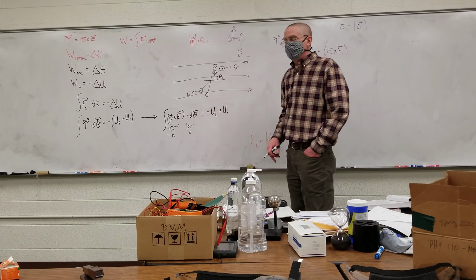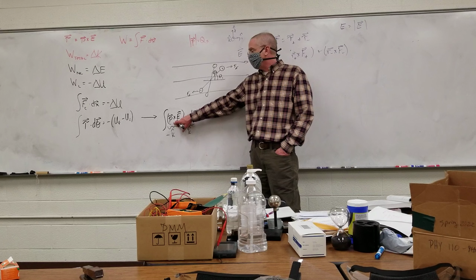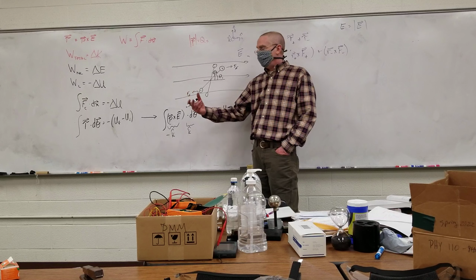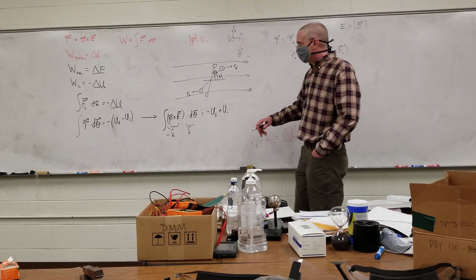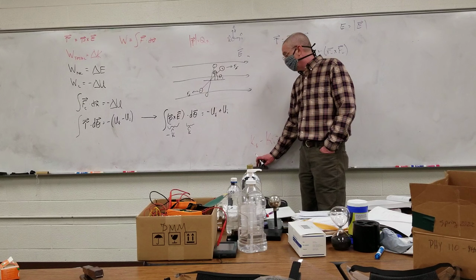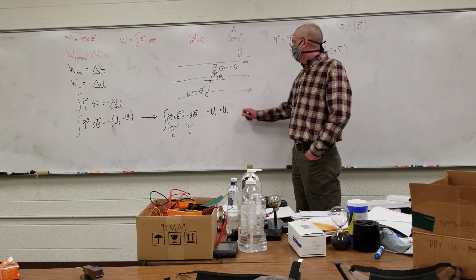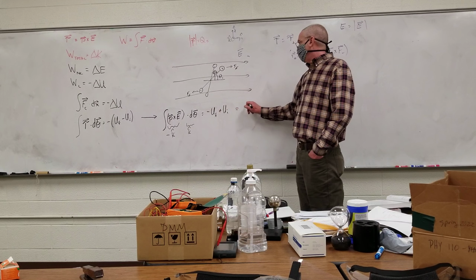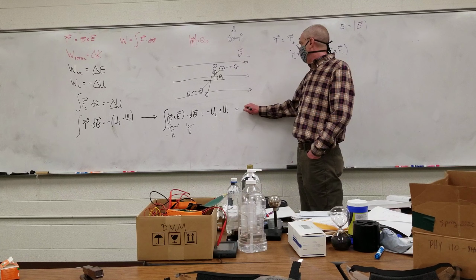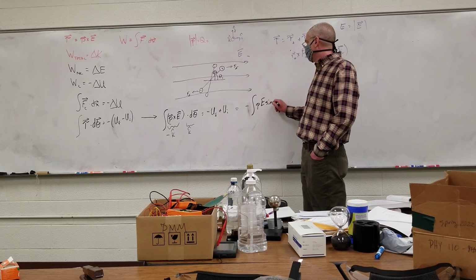So my dot product will be negative. They're in opposite directions, so it's the magnitude of that times the magnitude of that, negative. It's a dot product, so our final answer will be a scalar. And so we end up with negative integral pE sine theta d theta.